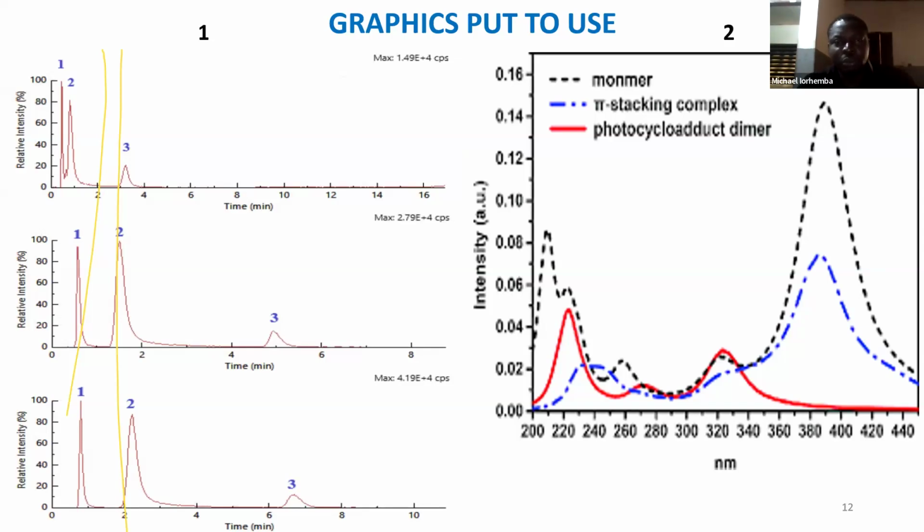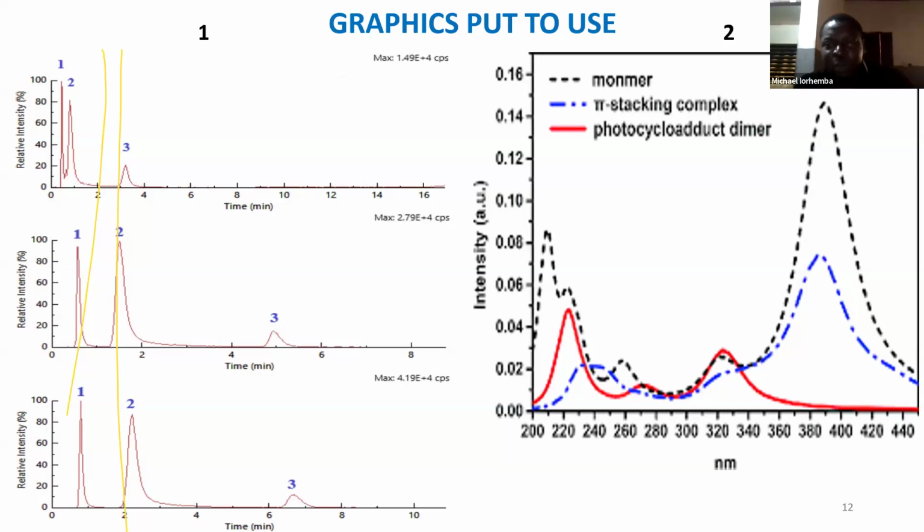For example, this is an X-ray diffraction, the diffractometer of a material. You can see that here, the material has a monomer, pi-stacking complex, and photocatalytic photocycloadduct dimer. So three combined in one. If you have worked on this kind of project, you don't need to pack all that you have written in your interpretation, explanation, or discussion to put here. Just this, that's figure 2 now.